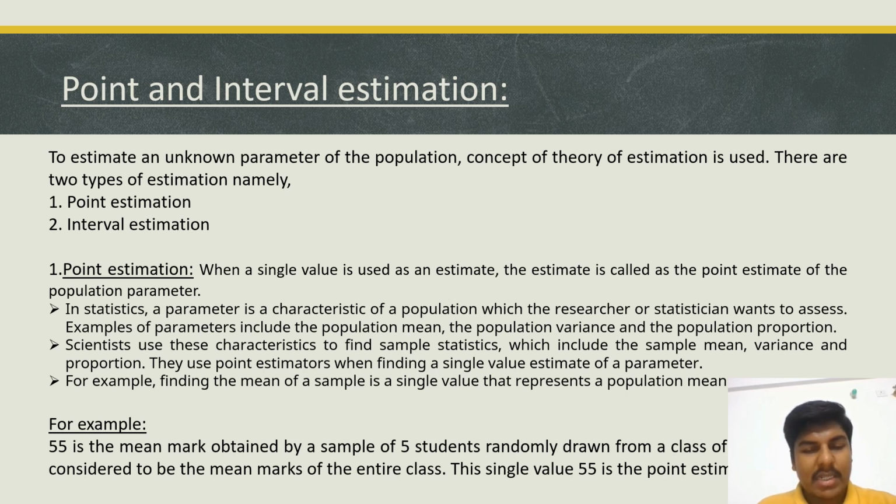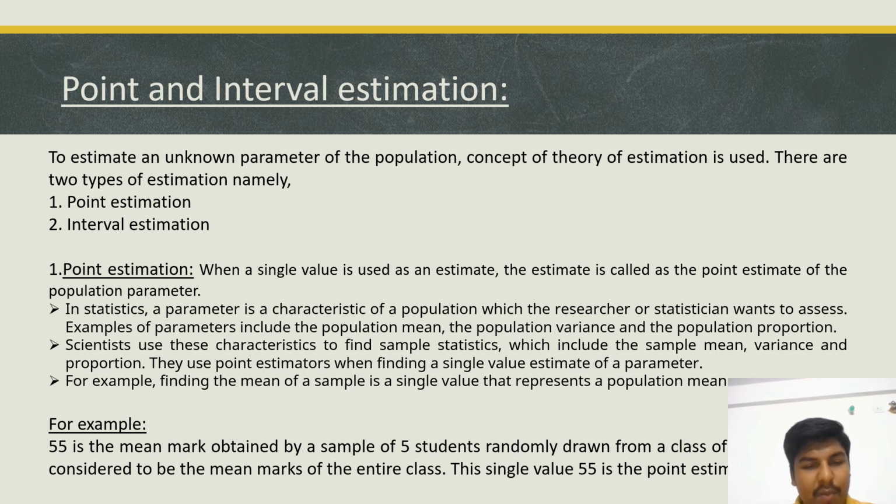Scientists use these characteristics to find sample statistics, which include the sample mean, variance, and proportion. They use point estimators when finding a single value estimate of a parameter. For example, finding the mean of a sample is a single value that represents a population mean. Now let us come to the example.